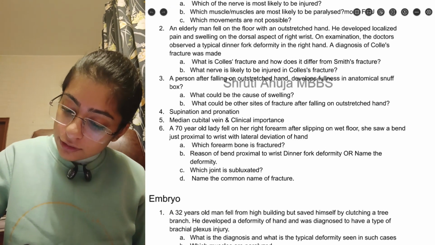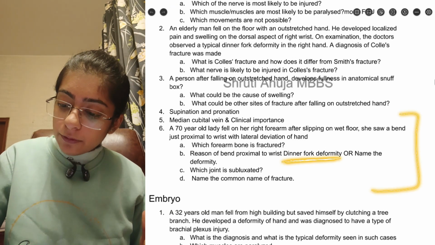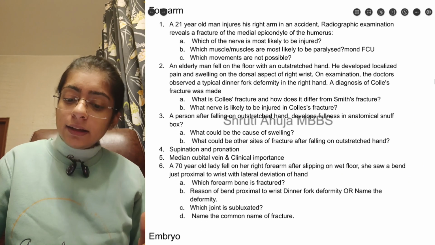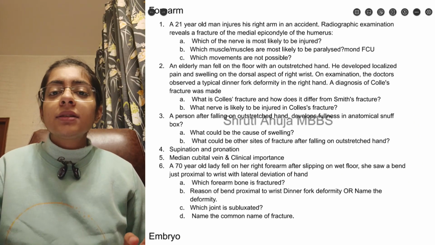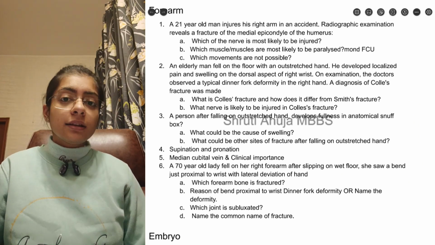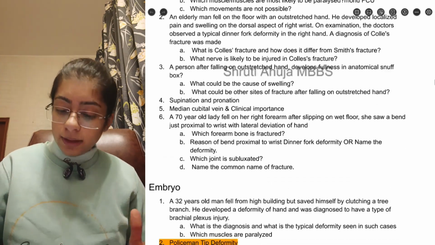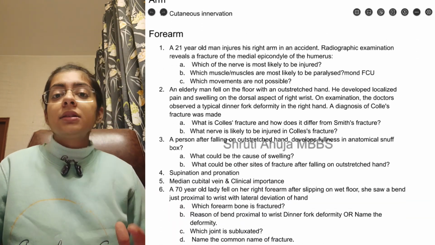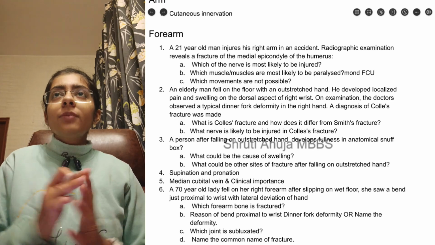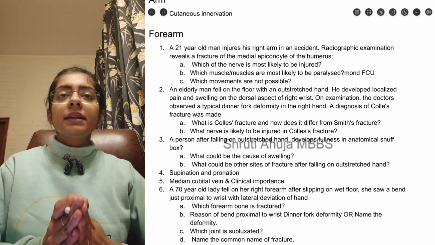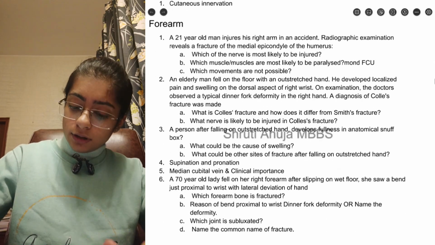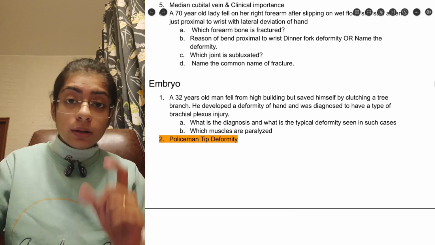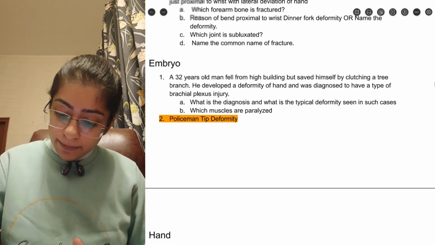Next is median cubital vein, you can comment in the comment box for what, right? So next is also a dinner fork deformity question. So basically I told you the Colles fracture, Smith fracture are nice questions, and they can confuse you as well, right? So this was about basically the upper limb. So from upper limb as a whole, I can say the nerve supplies are also very important, right?